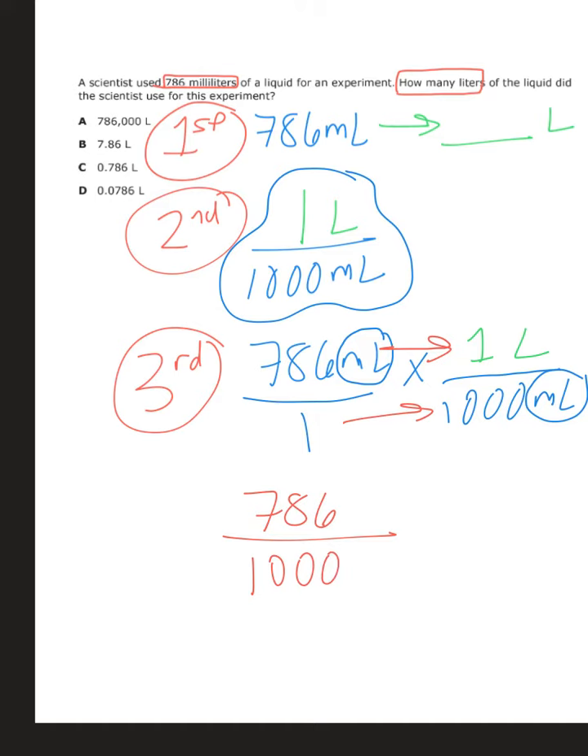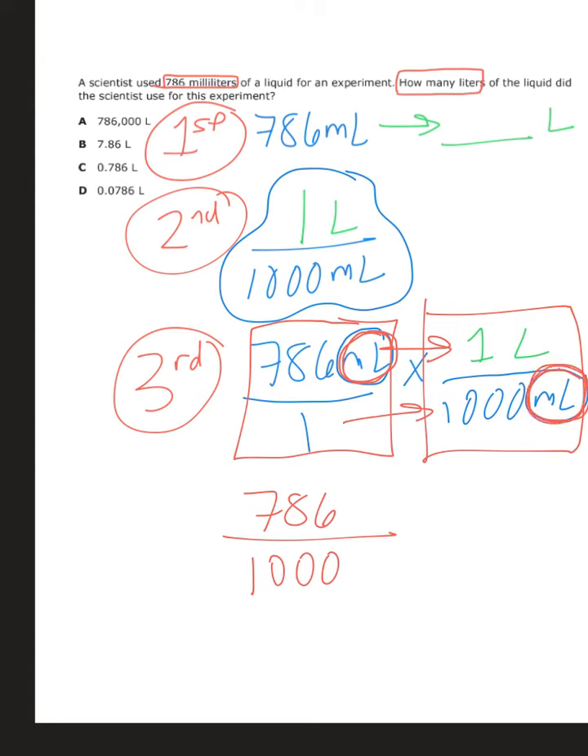Now here's the important part. Notice when we multiplied this fraction here with this fraction here, we had milliliters in the denominator here, and milliliters in the numerator here. We did that on purpose so that we can divide or cancel them out. Whenever we have a unit that's in the numerator and the denominator, we can cancel them out. And then we're left with liters.